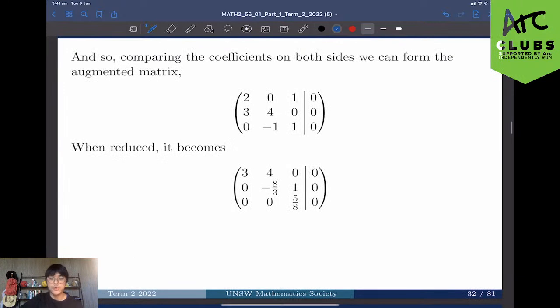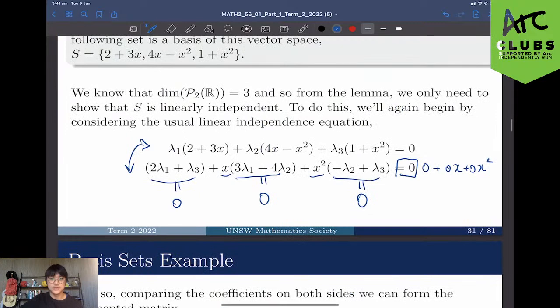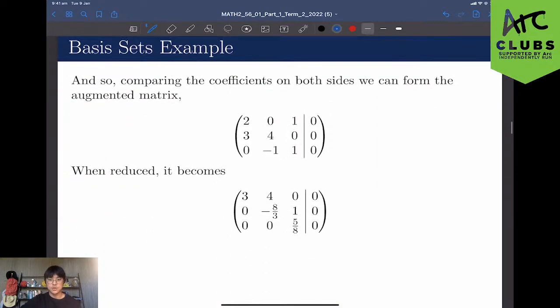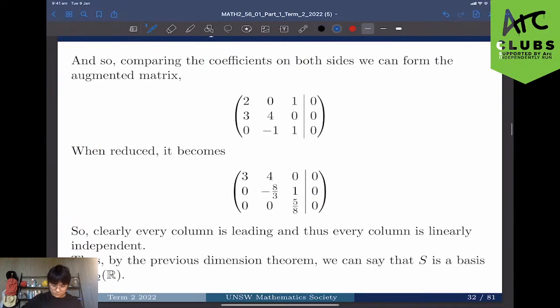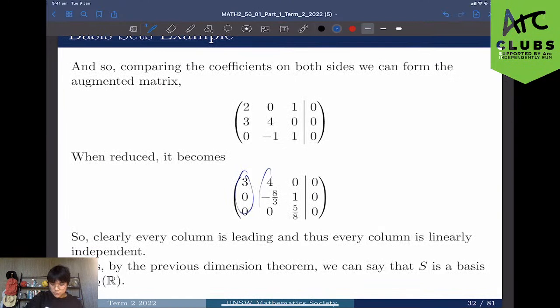And then we have to row reduce it, because when we row reduce and see the number of leading columns, that shows whether a set of vectors is linearly dependent or independent. So if we get 3 leading columns, we know that this set is linearly independent. And as we row reduce, we do in fact get 3 leading columns, so the set is independent. So therefore, we can say that S is a basis of P2(R).